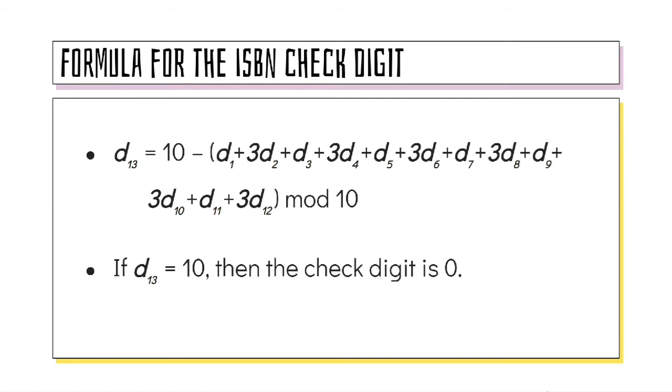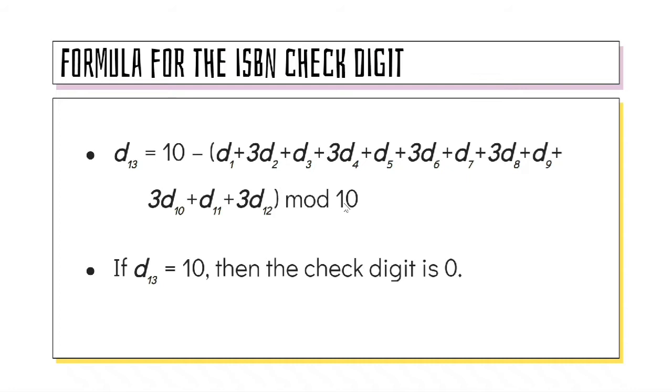Okay. So now we have the formula for the ISBN check digit. Determining the ISBN check digit, we will use this. D sub 13, the ISBN check digit, is equal to 10 minus D sub 1 plus 3 times D sub 2 plus D sub 3 plus 3 times D sub 4 plus D sub 5 plus 3 times D sub 6 plus D sub 7 plus 3 times D sub 8 plus D sub 9 plus 3 times D sub 10 plus D sub 11 plus 3 times D sub 12, mod 10.